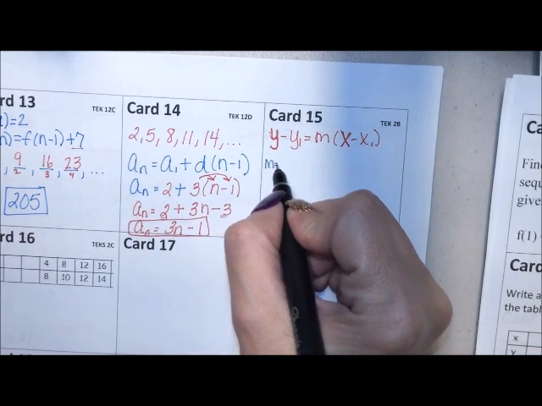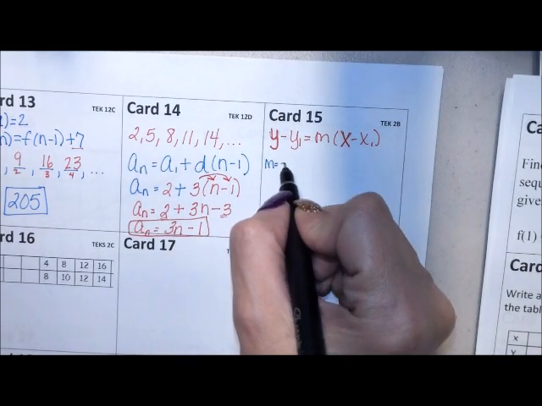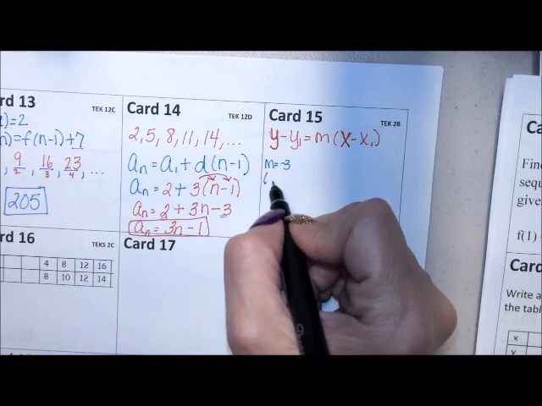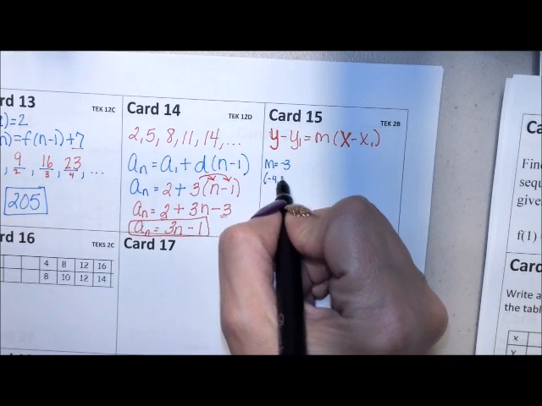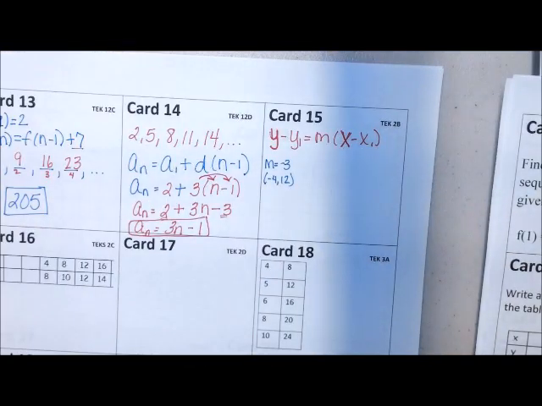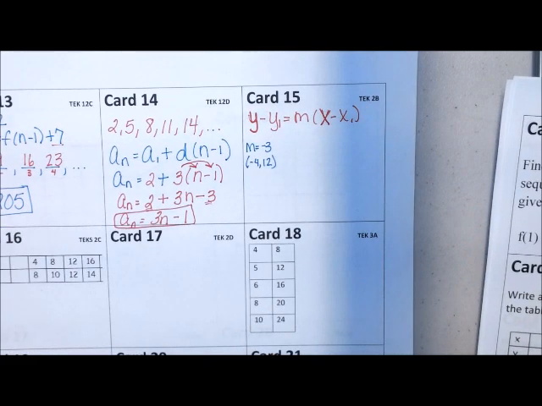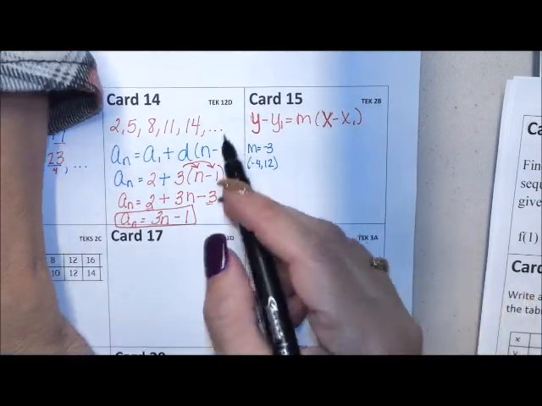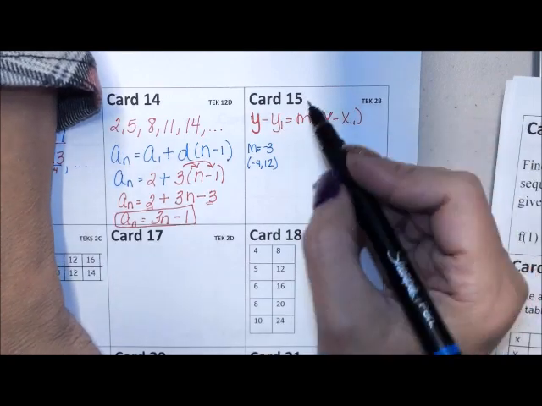Our slope given is negative 3, and the point it passes through is negative 4, 12. Even if this ends up not being on our test, we still have to do it. This is the whole next unit, so we'll go ahead and write it. We're just going to plug it in and simplify it.